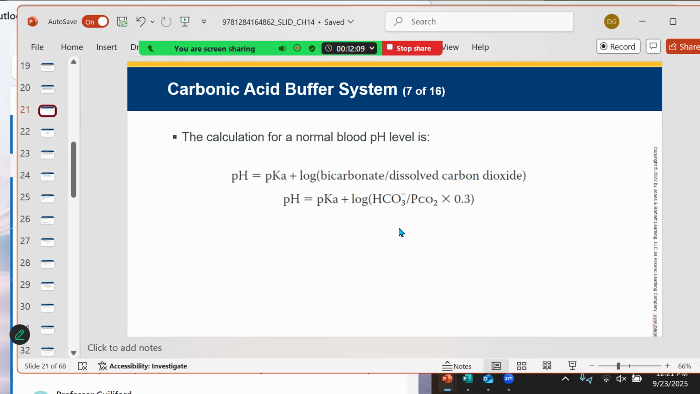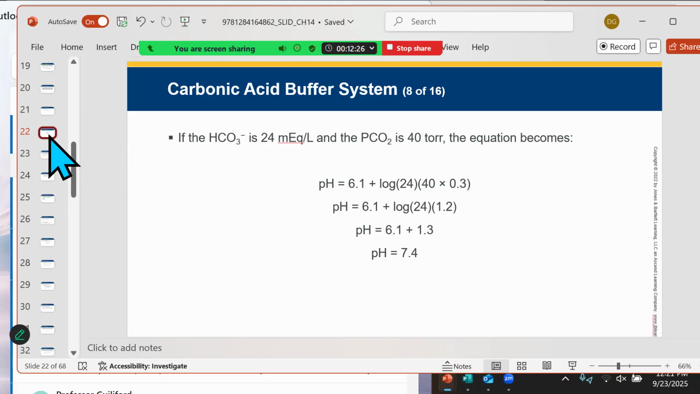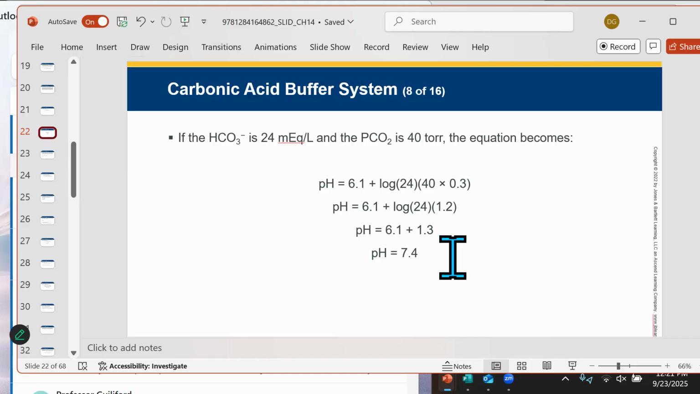So the calculation is pH is pKa plus the log of bicarb over PCO2 times 0.03. Now that one is 0.03. The one for oxygen is 0.003. And the reason I've mentioned that repeatedly is they have a sneaky question on the board exam where they give you the formula, but they put 0.03 instead of 0.003. So you need to recognize that the 0.03 one is wrong, and it's the 0.003 one that is correct.